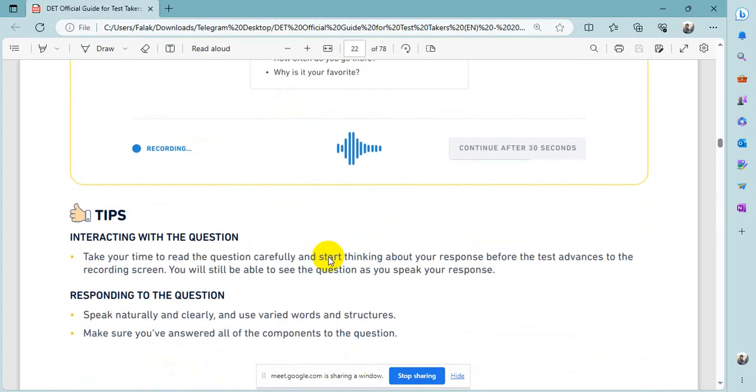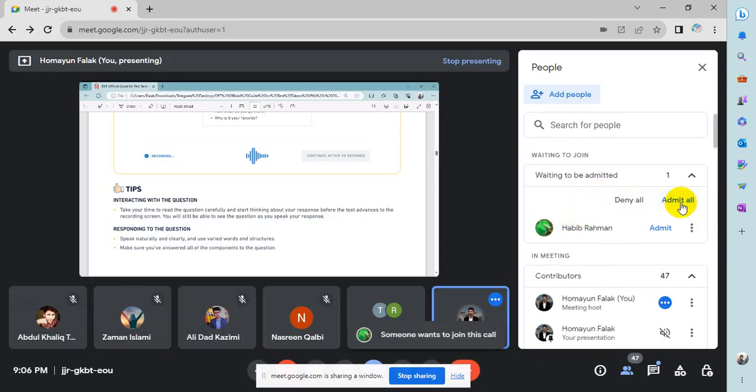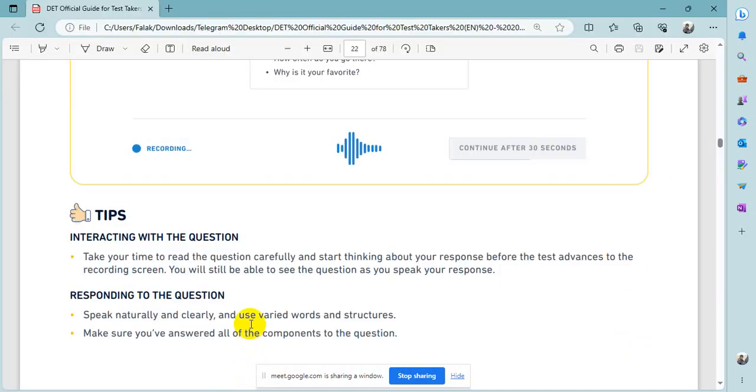Okay, let's move on to some tips for this question. The first one is interacting with the question. The second one is responding to the question. In interacting with the question, they want to tell you how to interact with this question, or how to do well at this question particularly. So let's go.